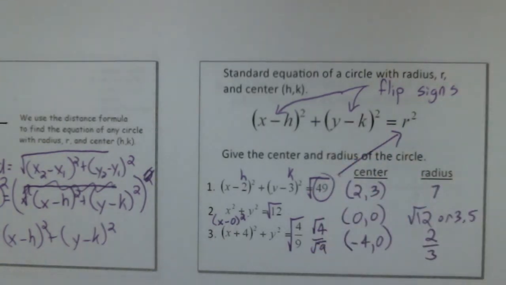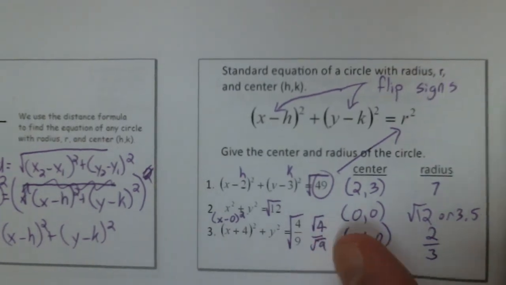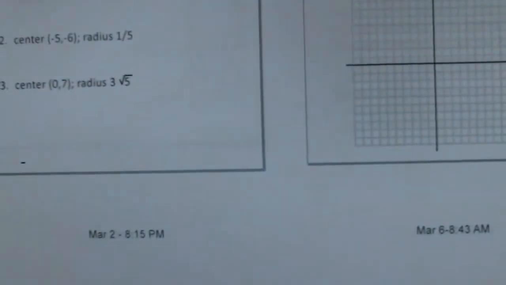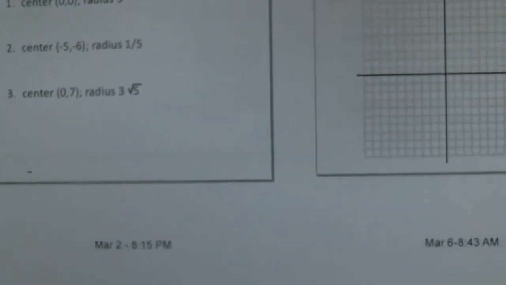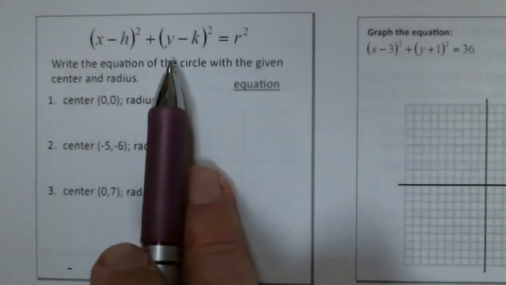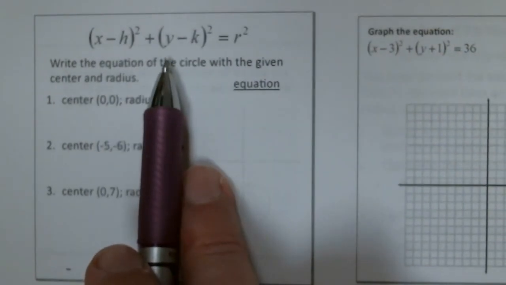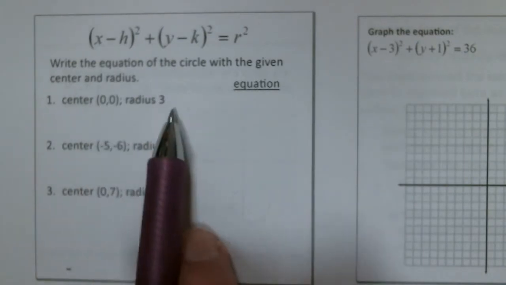So you might want to pause the video for a second, just let that sink in. Okay, let's move on. On the next sheet, now we're going to go backwards. Backwards, is that a word? Backwards? So now they are going to give us the center and the radius, and we have to come up with the equation.